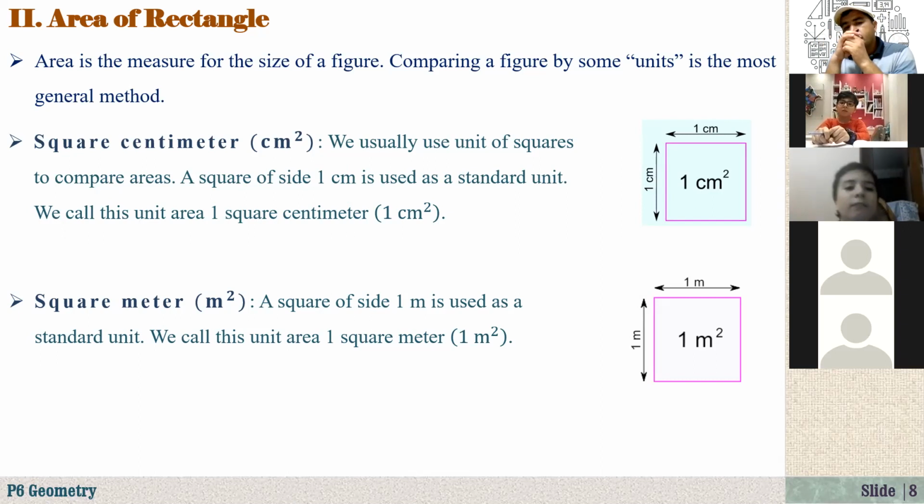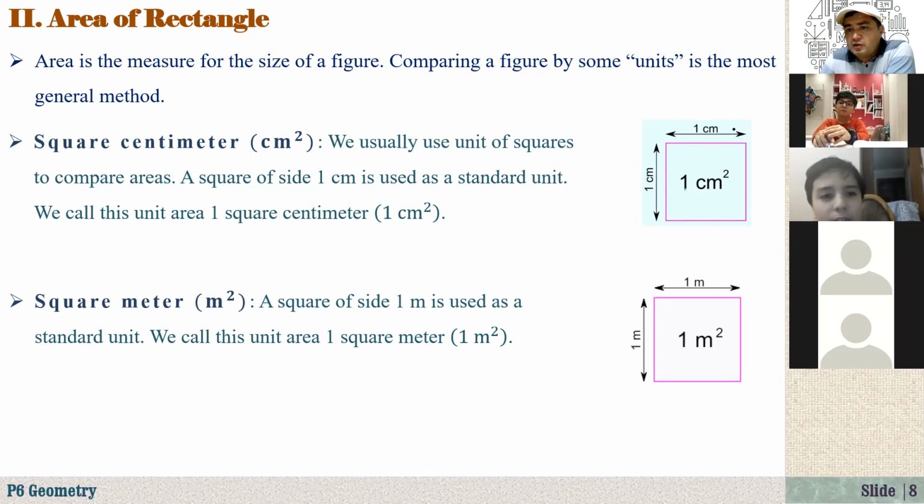Okay. Sunay, can you read the second paragraph? Yes, square centimeter. We usually use units of squares to compare areas. A square of side 1 centimeter is used as a standard unit. We call this unit area 1 square centimeter. Okay. So we are just comparing. That means if you're given a big rectangle, and we ask what is its area, that means we can cover that rectangle by how many of this kind of squares, right?